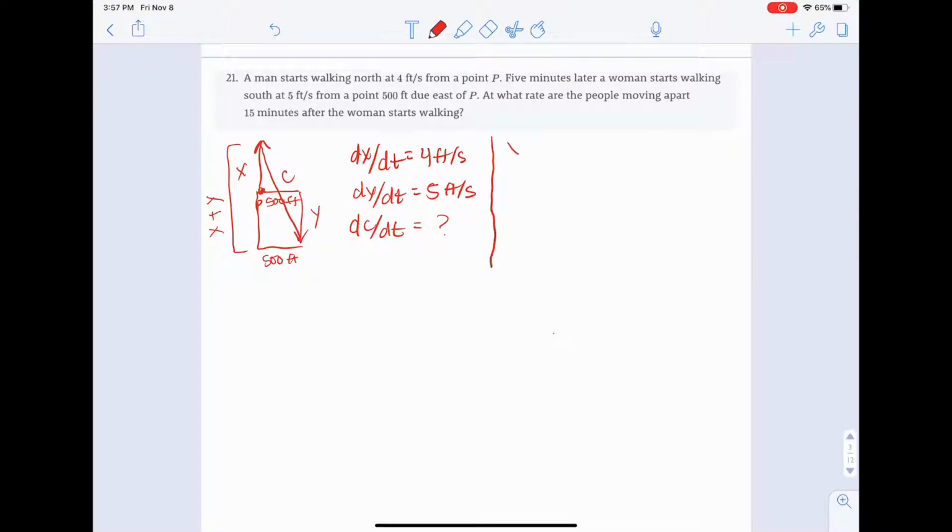So x is going to be equal to 4 feet per second times not 15 minutes, but 20, because 15 minutes after the woman starts walking, the man has been walking for 20 minutes. So 20 minutes, and we need this in seconds, so we're going to go ahead and multiply that by 60, because 20 by 60 is going to find how many seconds. So that is going to be 4,800 feet. Now we're going to solve for y using the same thing.